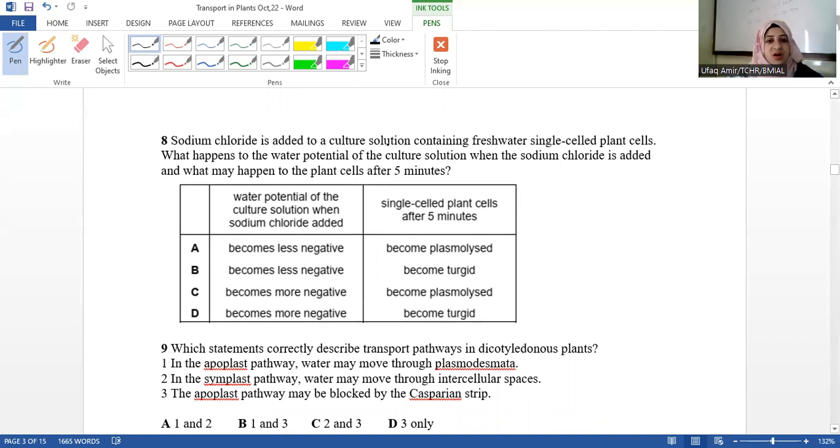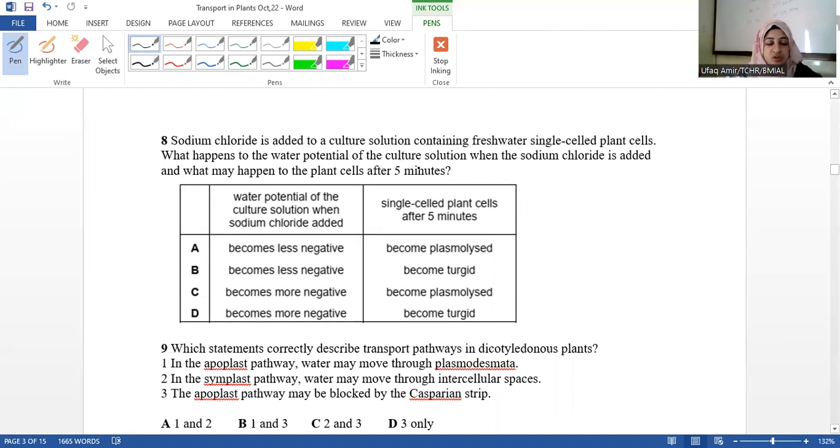Sodium chloride is added to a culture solution containing fresh water, single-celled plant cells. What happens to the water potential of the culture solution when sodium chloride is added, and what happens to the plant cell after 5 minutes? So we have kept sodium chloride in a culture solution, where fresh water single-celled plant cells are also there. Now when we are going to add sodium chloride to it, what will happen to the water potential of the culture solution when sodium chloride is added?